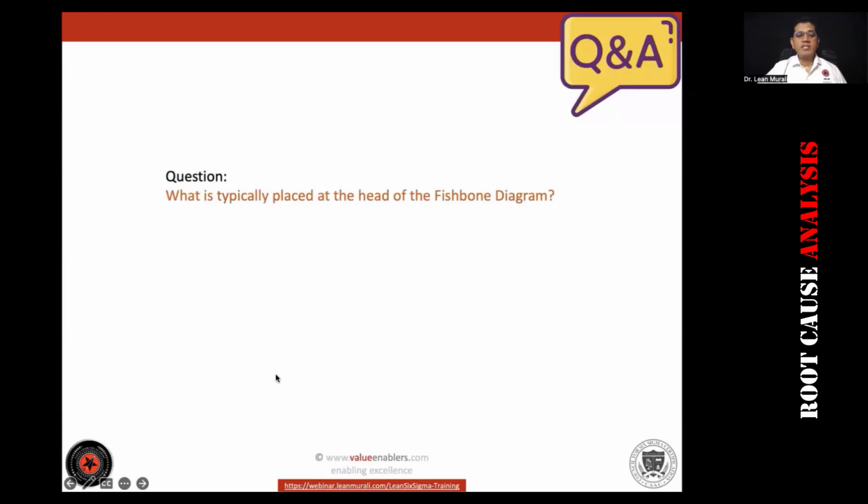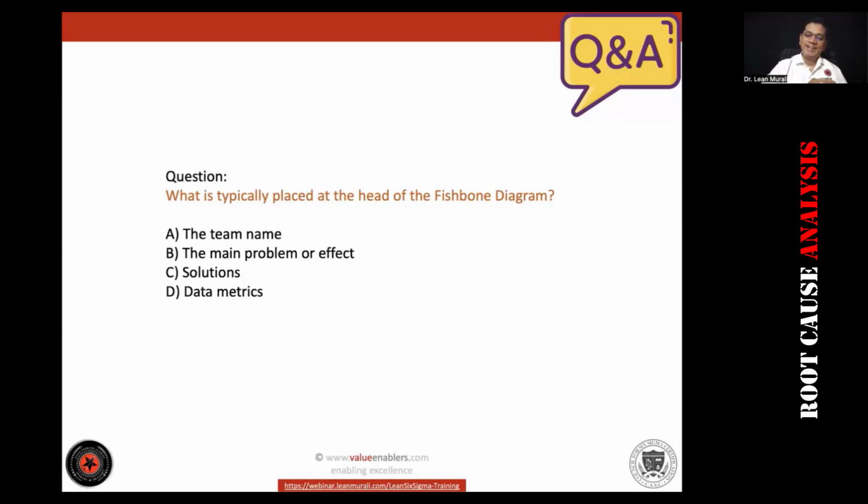So the question here is, what typically is at the head of the fishbone diagram? Do you write the team name? Do you write the problem or the effect? Do you write the solutions? Or do you write some metrics? Simple question, because once I show the answer on the slide, the answer becomes so simple, right?